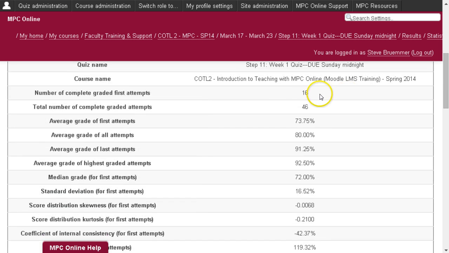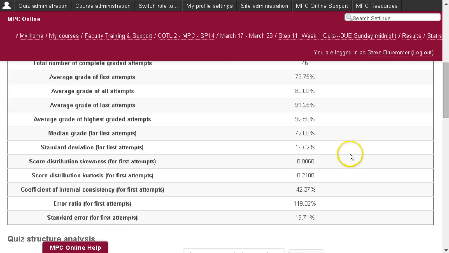So here we have some of the statistics. There were 16 first attempts at the quiz and 46 total attempts. So students took the quiz multiple times. On the first attempt, they got a 74% on average. The average of all their attempts was an 80. On their last attempt it was a 91. So students improved from the first time to the last time. That's what you would expect.